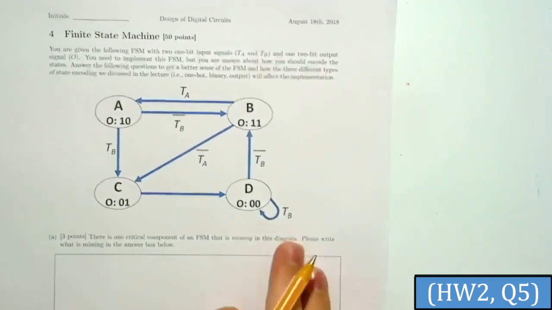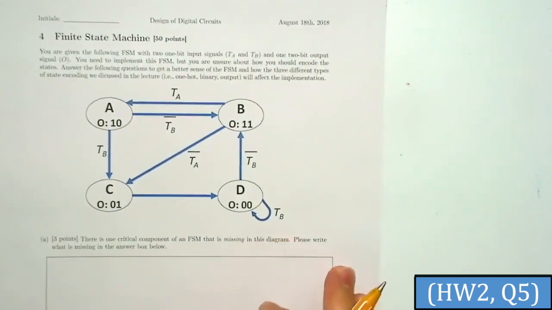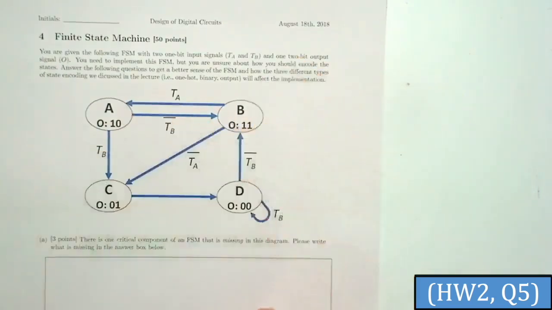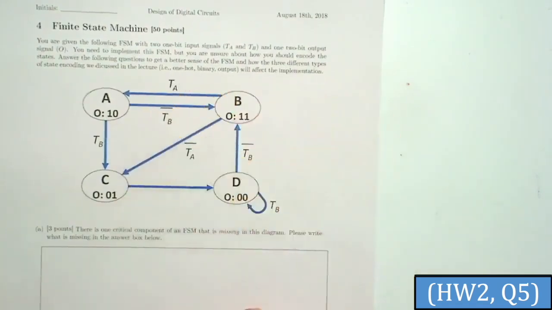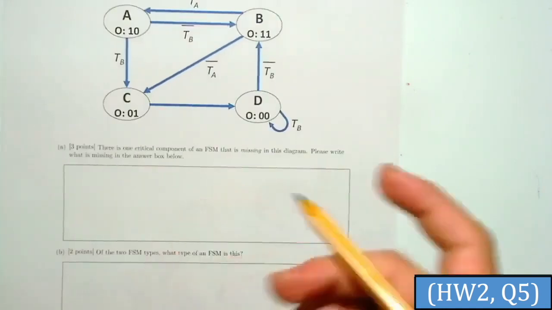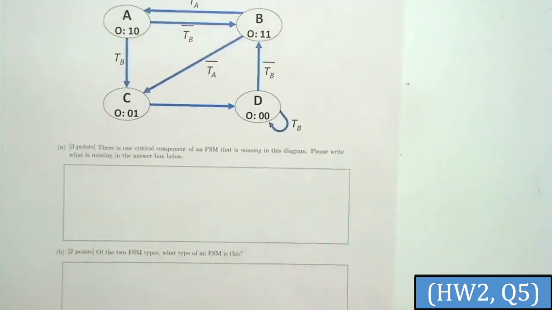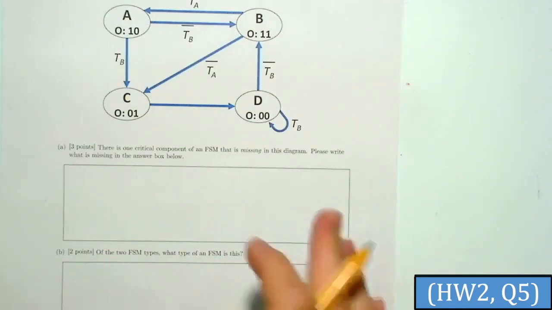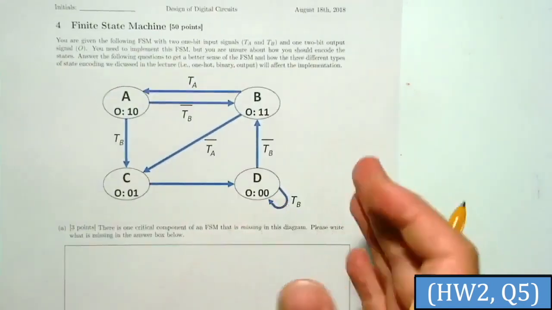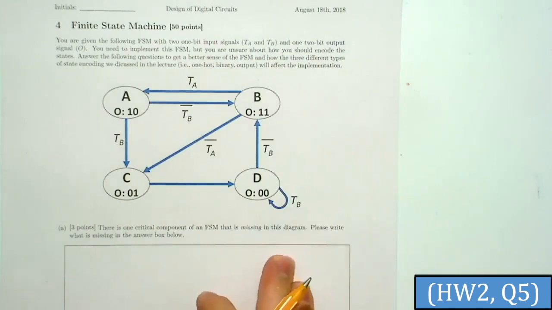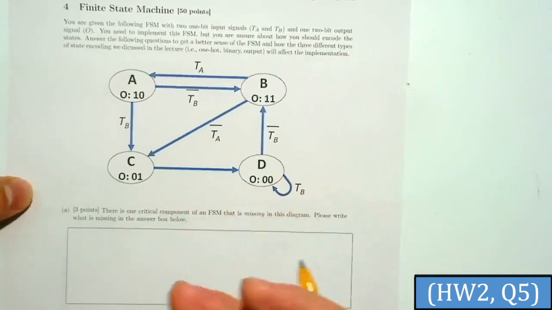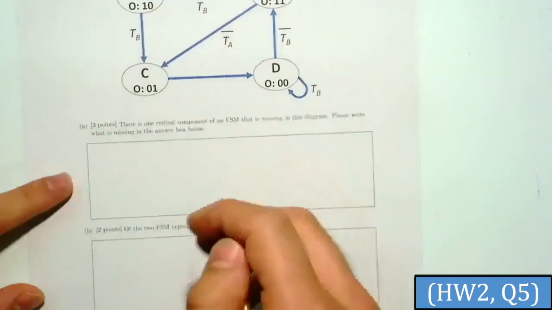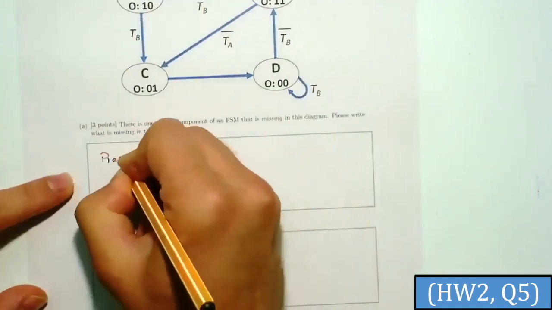So you can see it, right? For the question, we have states, and for the states we also have the output, and the TAs and TBs are inputs. The question asks: there's a critical component missing in the FSM, what is this missing component? If you look closely at that FSM, you'll see that there is no reset line, right? We need to have that in order to have deterministic behavior in that FSM. So we'll say that we don't have the reset line.